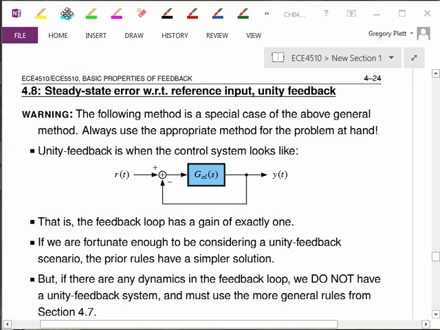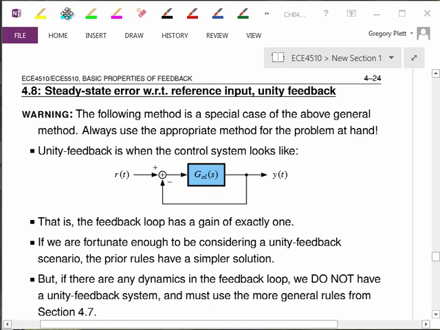In the previous section, we looked at a way to compute the steady-state error of a system with respect to the reference input for the general case. And in this section, we are looking at the same idea, but for a very special case.